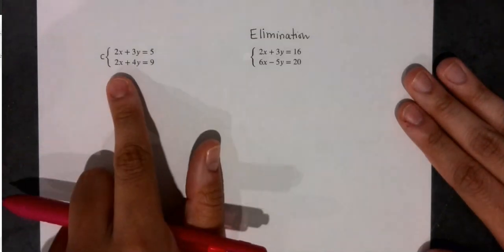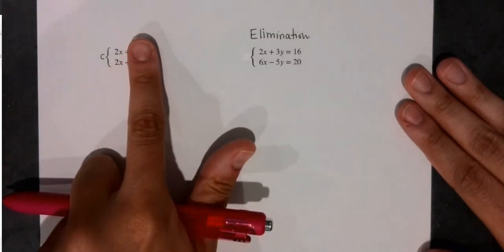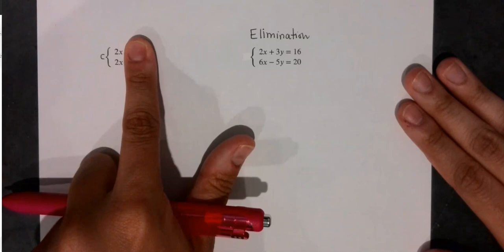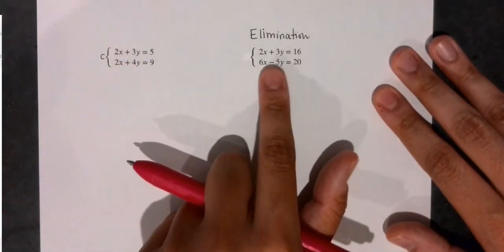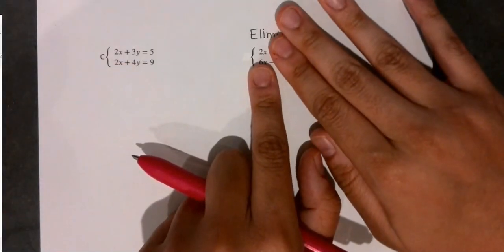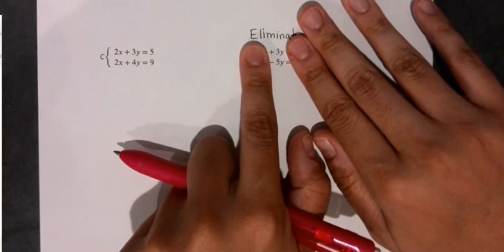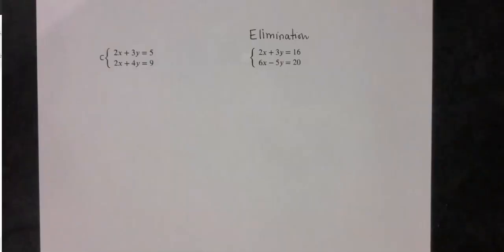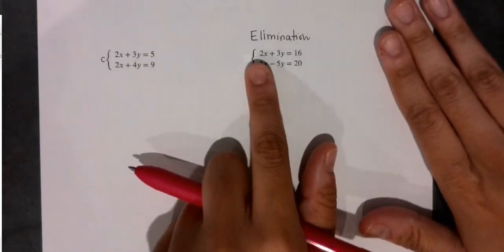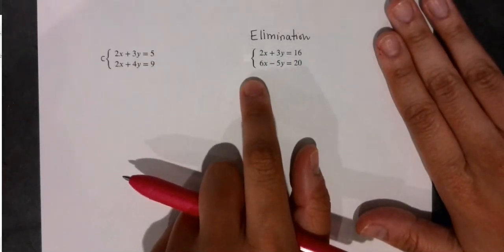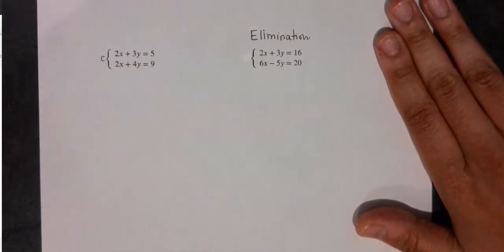As I can see in problem C, the x's are the same, they both have 2x. But for problem D, the x's are not the same, it's 2x and 6x. The y's are also not the same, it's 3y and negative 5y. So in order for elimination to work, we would have to add or subtract these two equations together, and one of the variables has to eliminate or be 0. If I add or subtract these equations right now, none of the variables will go away.